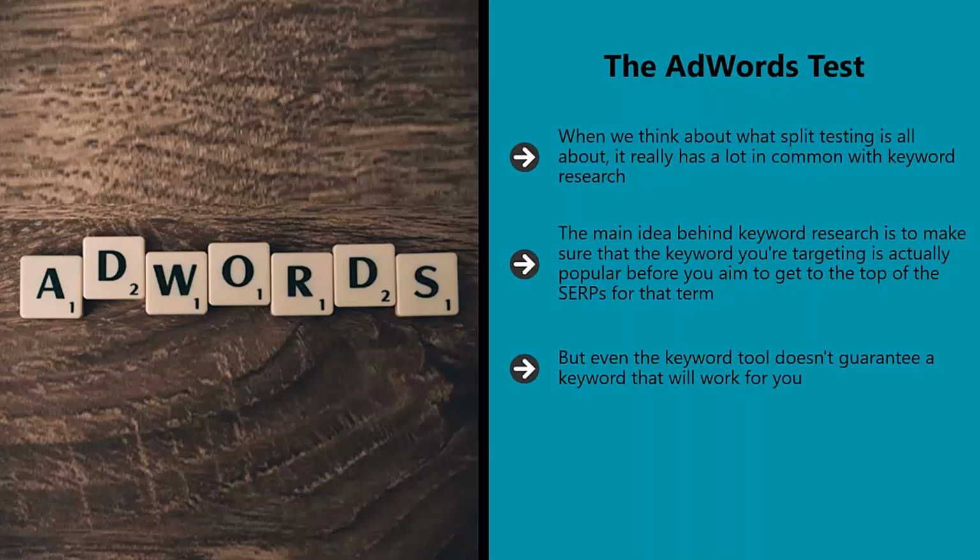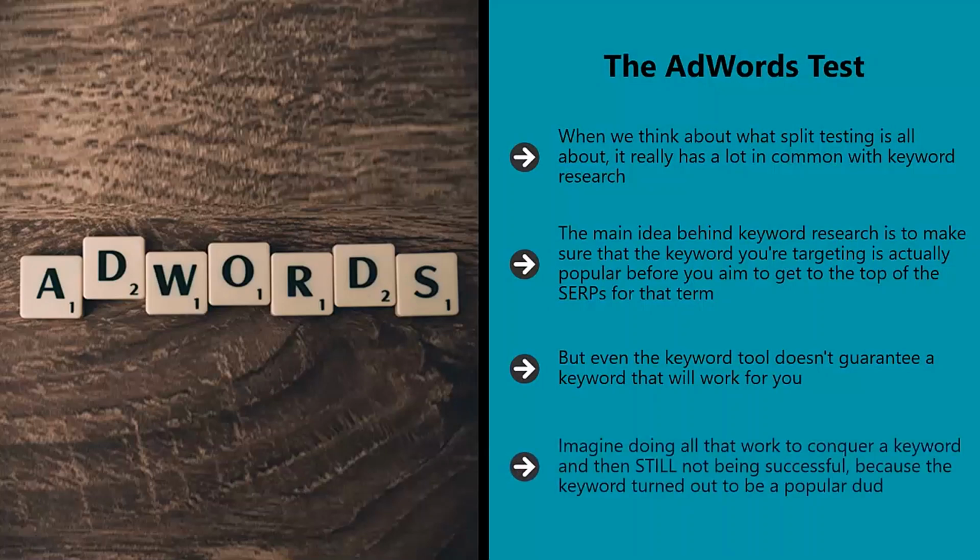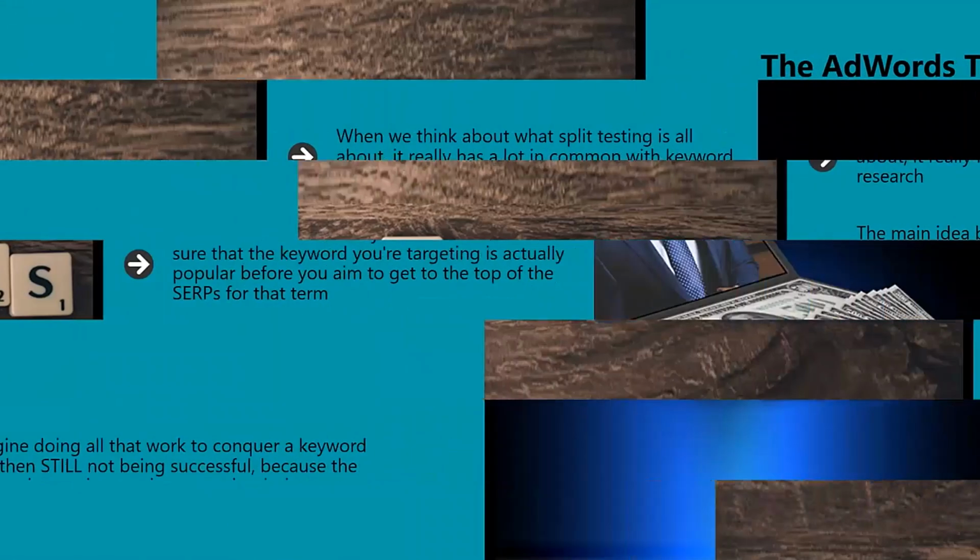Even if you can land the most popular keyword in the world, you might still struggle with your CTR, or you might find that the intent behind the keyword isn't right for you. In other words, the people who search that phrase aren't interested in buying your product. Imagine doing all that work to conquer a keyword and then still not being successful, because the keyword turned out to be a popular dud. So instead, why not try spending a week at the top of a few and then choose the best one?